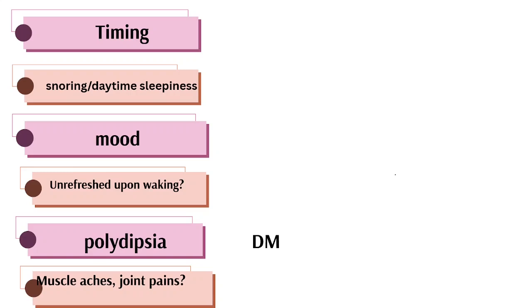Asking about muscle aches and joint pains can point towards RA, polymyositis, or polymyalgia rheumatica if there's joint stiffness too. So at this point, you'll direct it towards at least a category, and you can explore that more and ask specific questions about that.